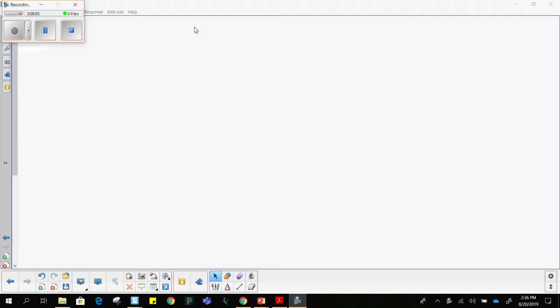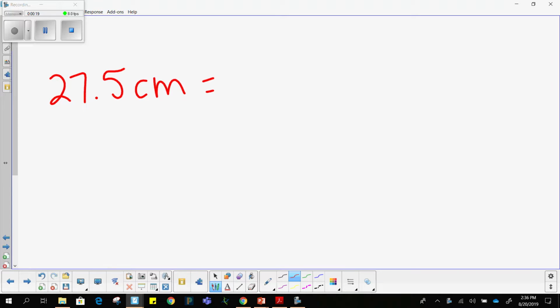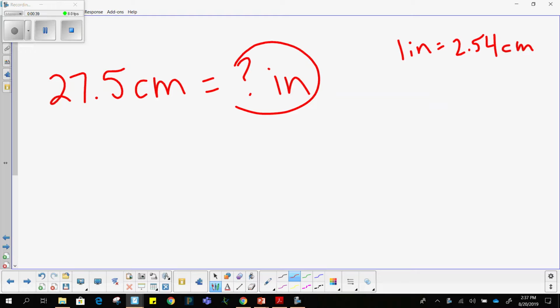Okay, so when we do dimensional analysis, we are trying to convert between units and we're using some conversion factors. One of the examples I gave in class today was if you want to take 27.5 centimeters and you want to know how many inches that is. There are a couple of things we know. For every 1 inch, you have 2.54 centimeters. Now that's a conversion factor that will be given to you. It's an equivalent statement saying that this quantity is equal to this quantity. So what we're wanting to know is this: how many inches do we have?